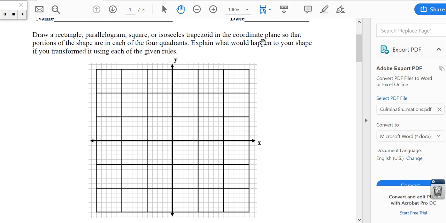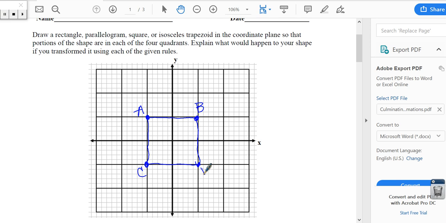So the direction says draw a rectangle, parallelogram, square, or isosceles trapezoid in the coordinate plane so that portions of the shape are in each of the 4 quadrants. Explain what would happen to your shape if you transform it using each of the given rules. So they just want you to give an explanation. You don't have to actually do the transformations. So here, I'm just going to draw a square, make my life easy. And I'm going to call this A, B, C, and D.